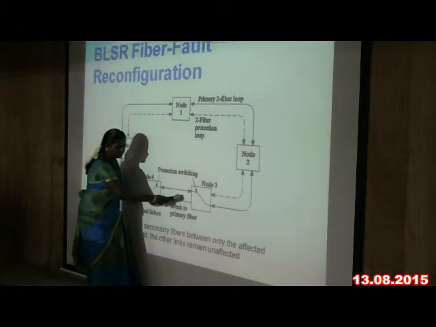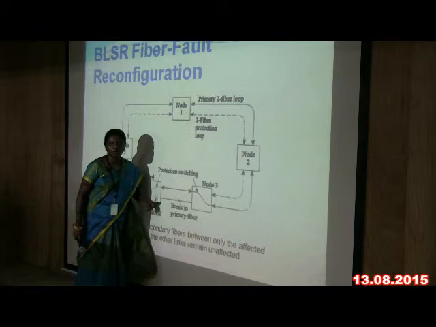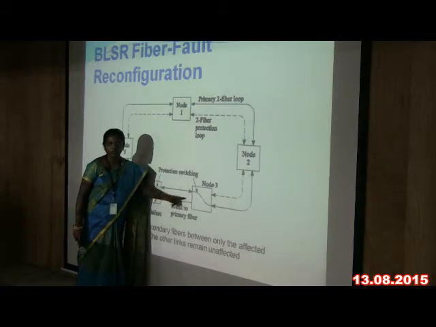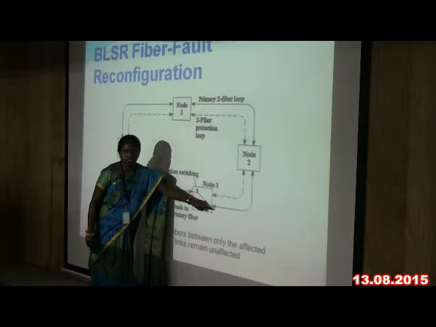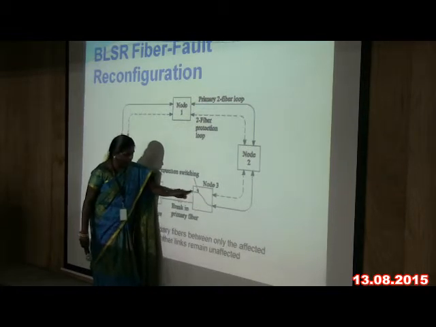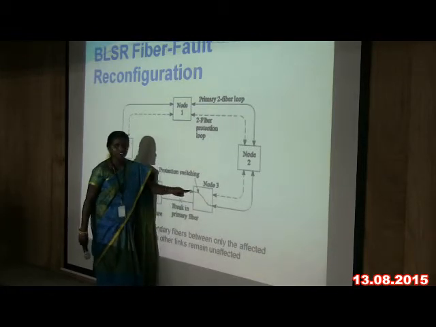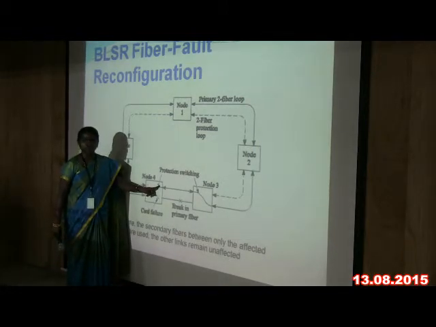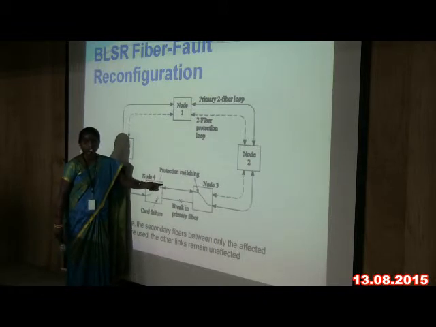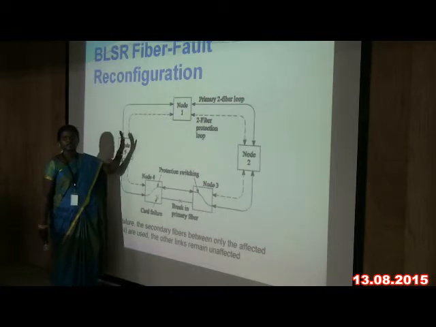If suppose there is some cut in this wire, what will happen? From node 3 to node 4, if the primary path is broken, automatically the switch in this node switches that primary path link to your secondary path. Automatically the data is transmitted through this secondary path to node 4. Once again, node 4 receives the data and switches it to the primary path. Then once again the data is transmitted. Okay.